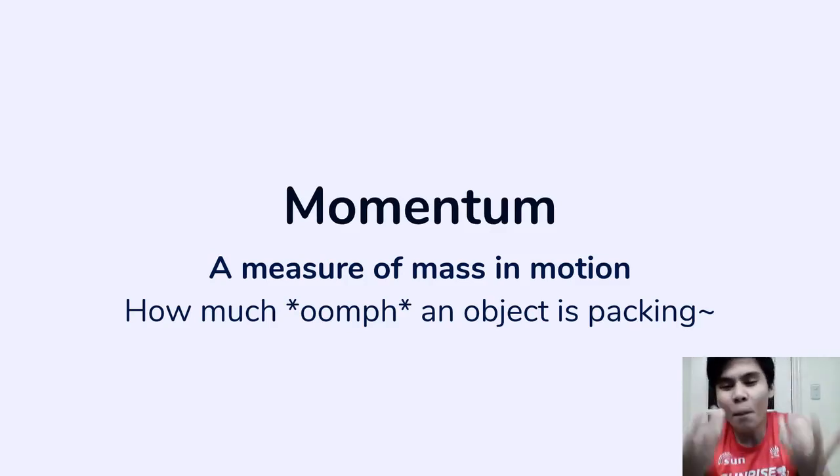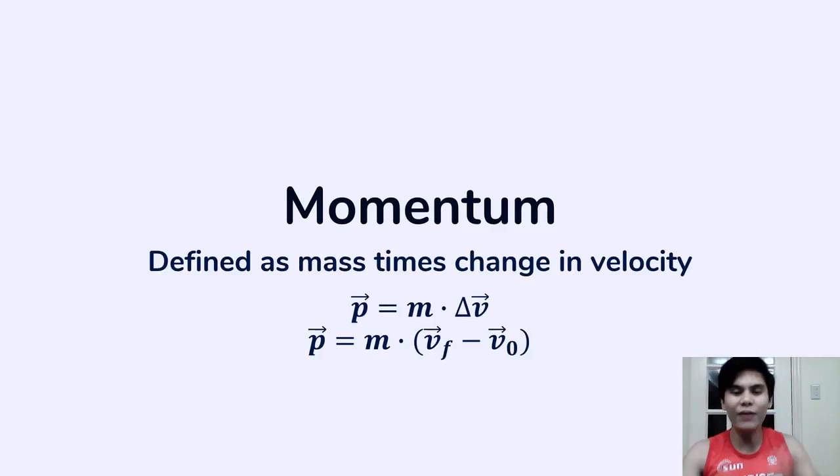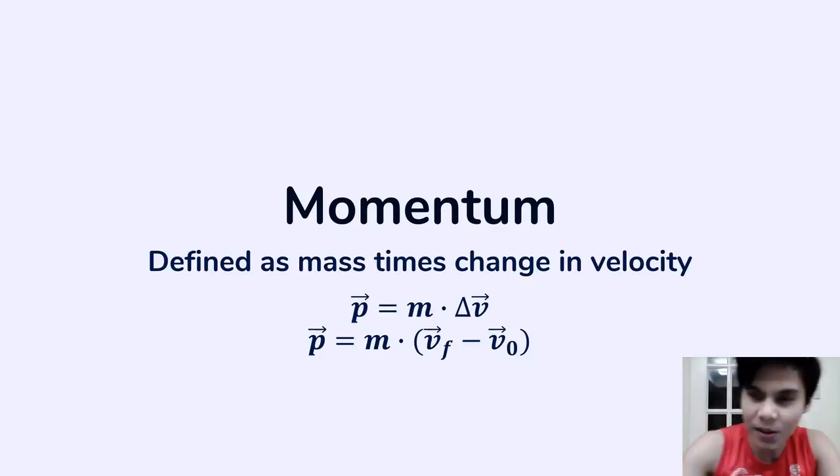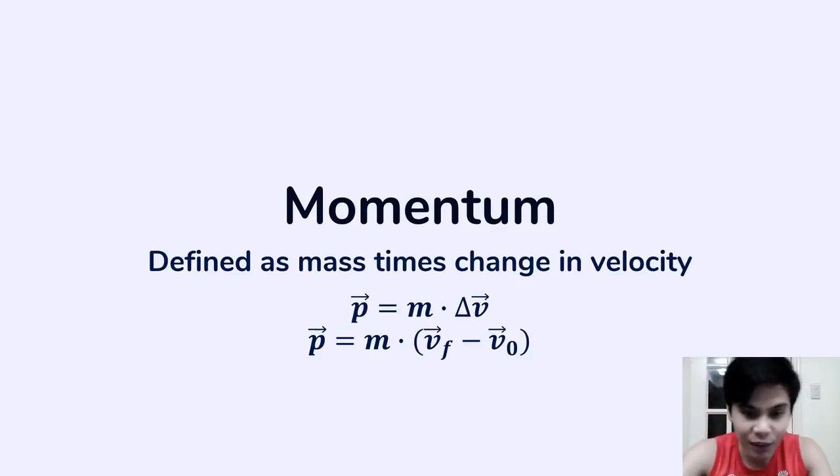If we try to put that into a mathematical equation, we have P, or momentum, is equal to mass times the change in velocity, so we write that as delta V. You can see here your delta symbol, that's the Greek letter delta. That just means change in velocity. When we say change, we have a final velocity and an initial velocity.